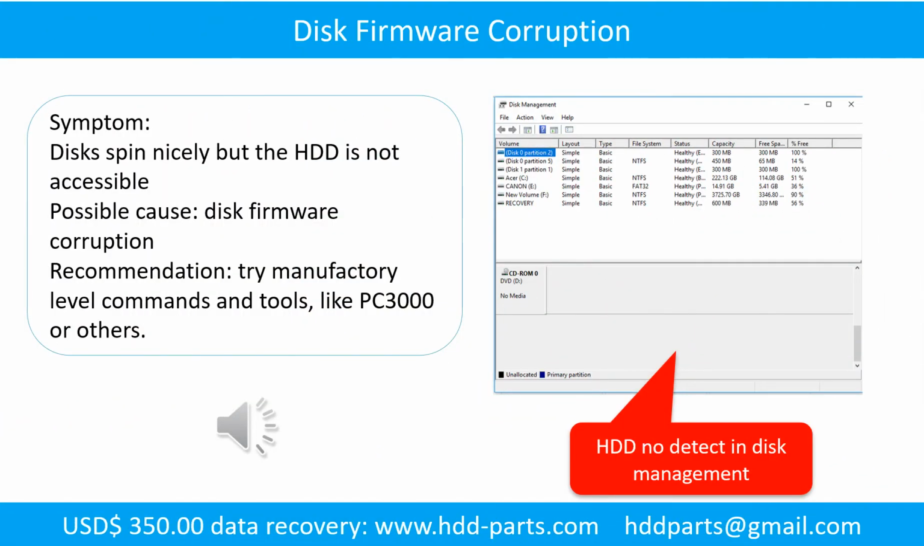Disk firmware corruption. Symptom: disks spin nicely, but the hard drive is not accessible. Possible cause: disk firmware corruption. Recommendation: try manufacturing level commands and tools like PC3000 or others. Here is the example sound from a disk firmware corruption hard drive.